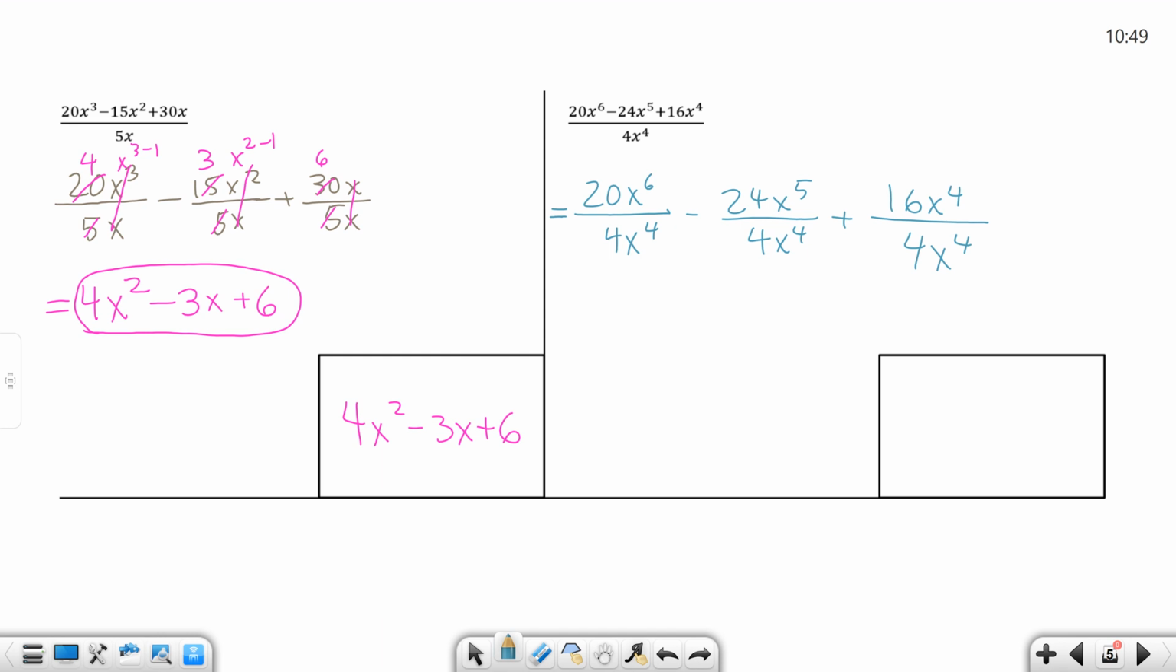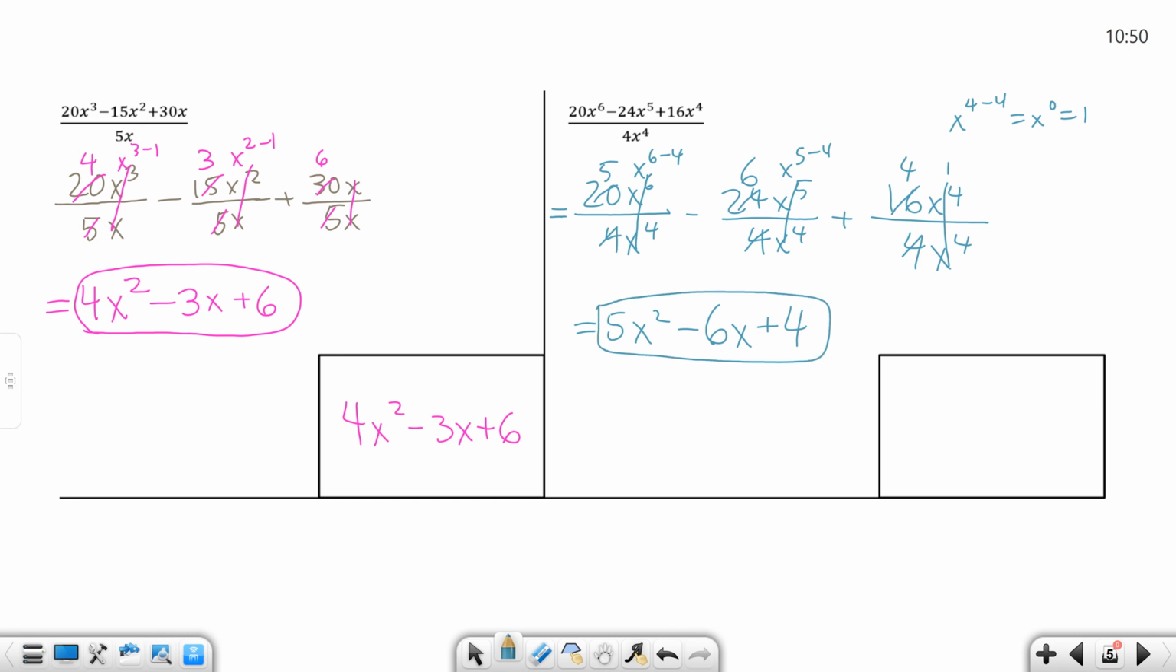Exponents are raised. So here 20 over 4 becomes 5, and then we do x to the 6 minus 4, which is what? X squared. So 5x squared. Then we have minus, and this is 6, and then this is x to the 5 minus 4 is just x, so minus 6x. 6 coming from the 24 over 4, x from the 5 minus 4 is x to the first, plus 16 over 4 is 4, and then x to the 4th over x to the 4th, that just becomes 1. Or if you wanted to say x to the 4 minus 4 is x to the 0, and that equals 1. And if it equals 1, you don't worry about it, right? Anything multiplied by 1 is itself. So there's my final answer, 5x squared minus 6x plus 4.